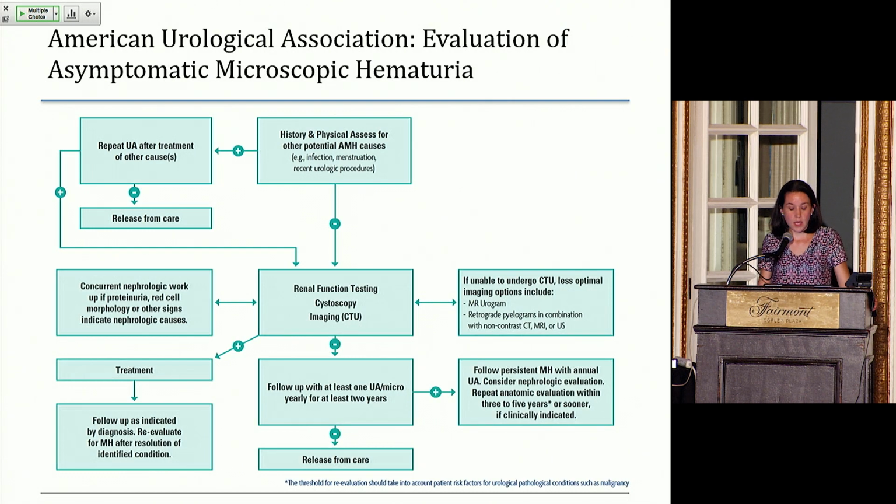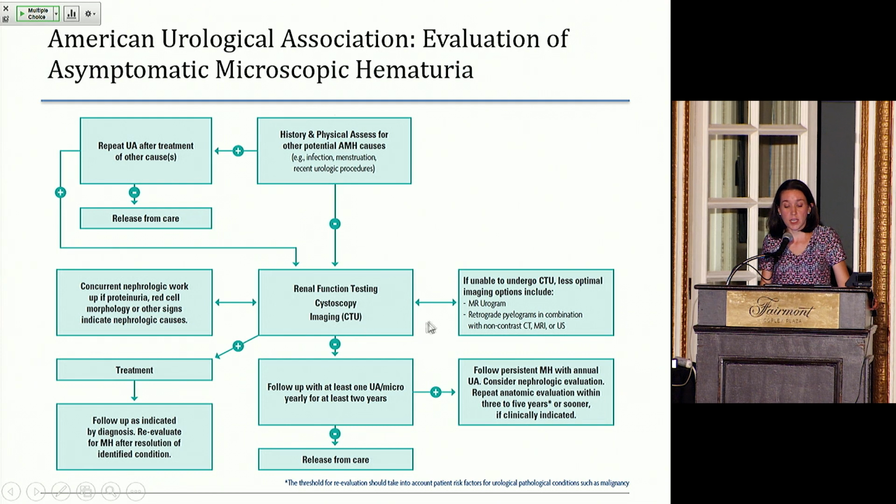So this is the schema that's been proposed by the American Urologic Association, and we start off. Where am I there? So you start obviously with history and physical exam. If the repeat UA is negative, or if you've treated the infection and it's gone, obviously no follow-up. If the microscopic hematuria remains present, they suggest renal function testing, cystoscopy, and CT urogram.